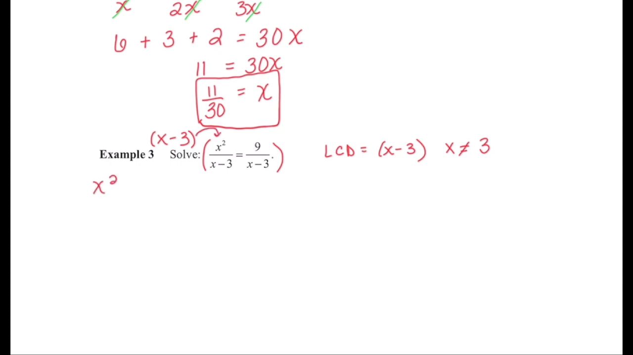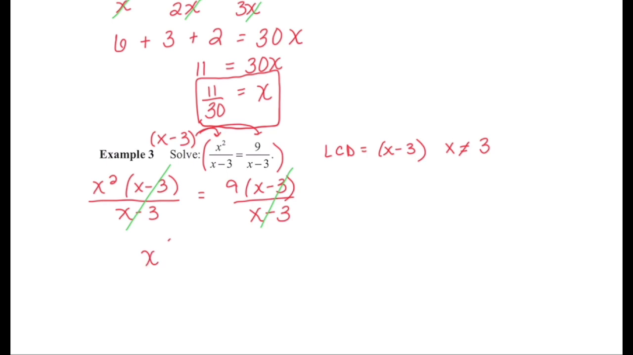Again, I'm going to multiply the whole thing by that common denominator. This provides me with x squared times (x minus 3) over (x minus 3) equal to 9 times (x minus 3) over (x minus 3). Each pair has a common binomial that we can eliminate. So we have x squared is equal to 9.